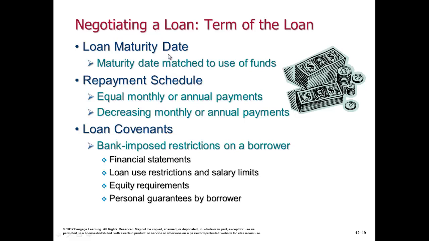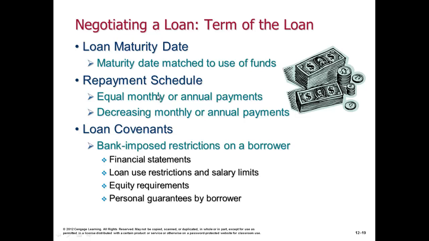And then I've got to look at my repayment schedule, and I can either take equal monthly or annual payments, or I can take decreasing monthly or annual payments. And the decreasing monthly or annual payments, in my opinion, are pretty good, depending upon what kind of inflation environment you're in, compared with equal monthly or annual payments.